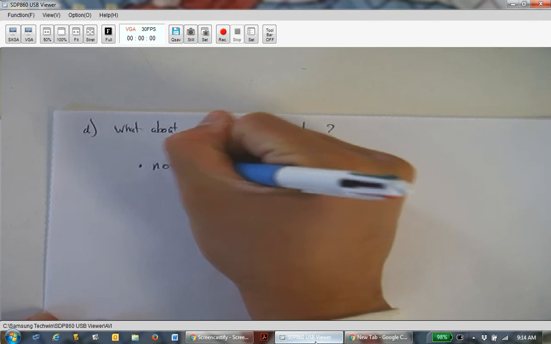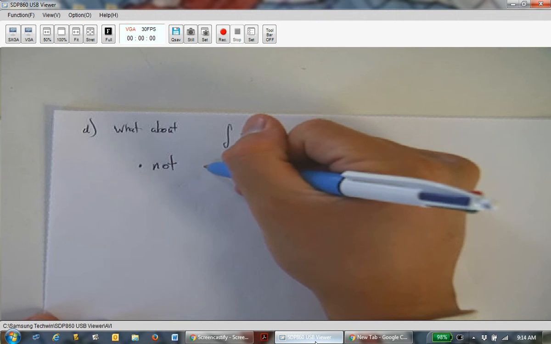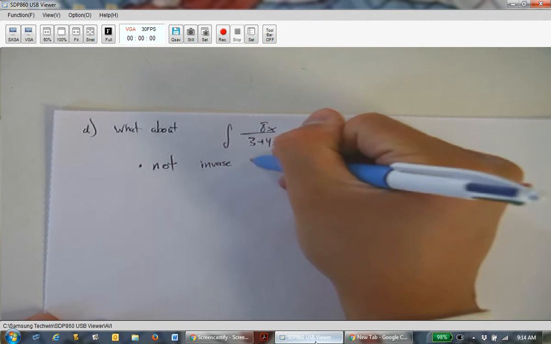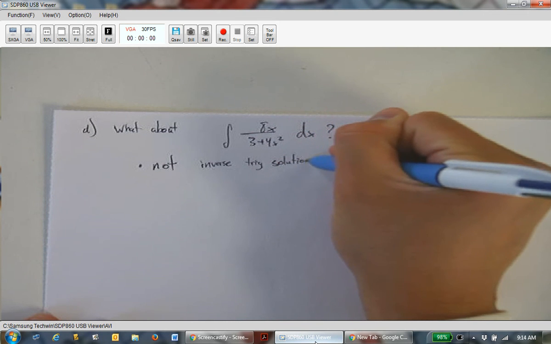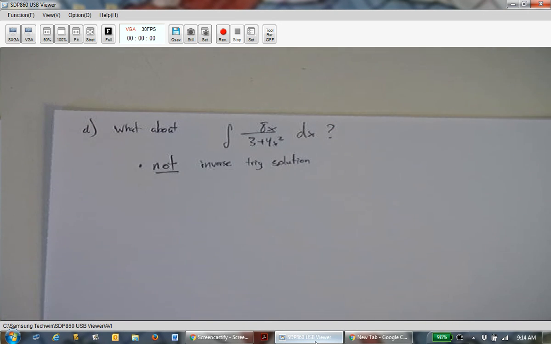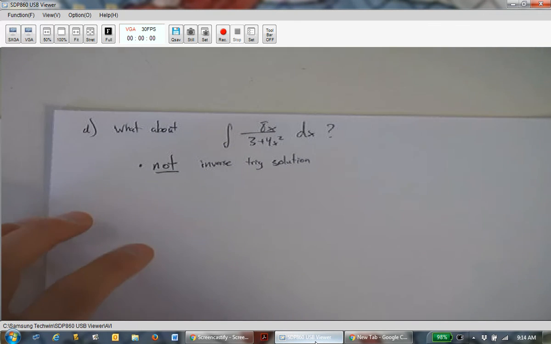Okay. No. First of all, this is not an inverse trig solution. Wow. No. Hold on. Yeah, I did trick you. I did trick you. Hold on.